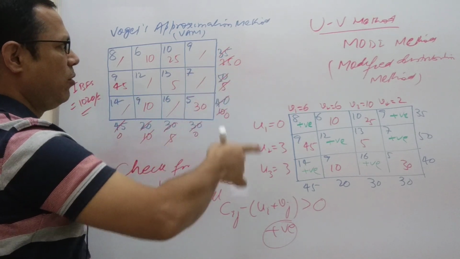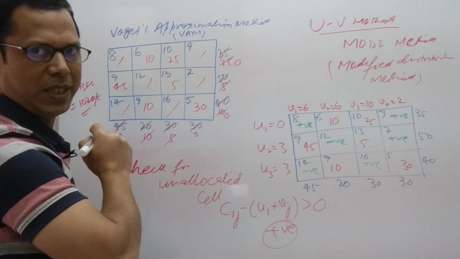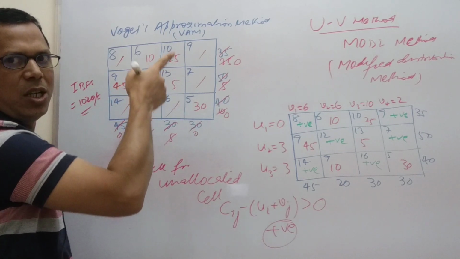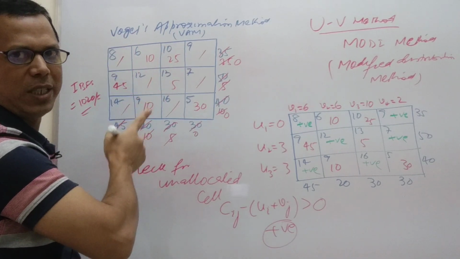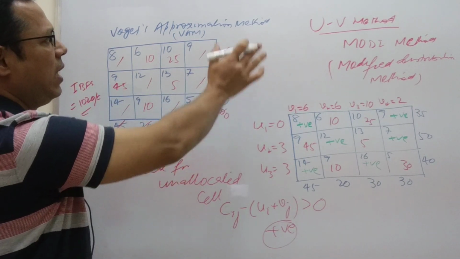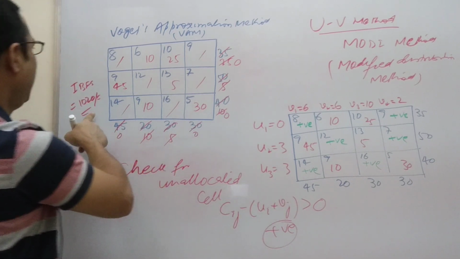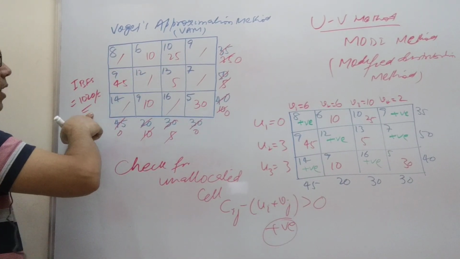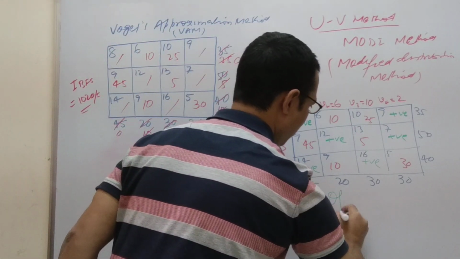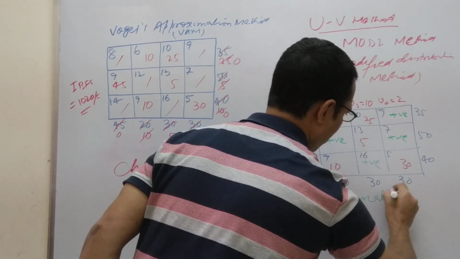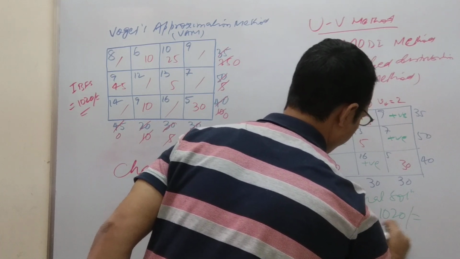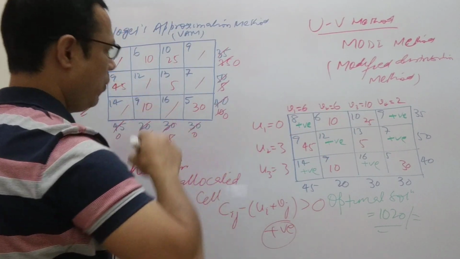Whether you apply the UV method or the stepping stone method, over Vogel's approximation method, the northwest corner cell method or the least cost cell method, at any initial basic feasible solution, your result must be 1020 for this question. It means there is no other result for the optimal solution. An optimal solution must be unique. So the optimal solution for this question is 1020. This is the optimal result, because there is no chance to go for reduction.